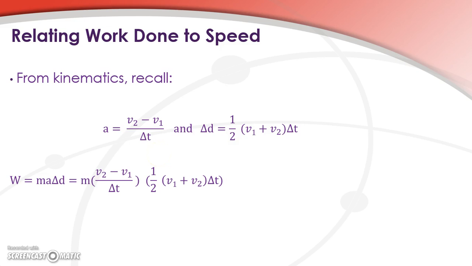We can move the 1/2 over to the left-hand side. And then we're left with 1/2 m times V2 minus V1 times V1 plus V2. And our algebra allows us to simplify that half of the expression to V2 squared minus V1 squared. Now, it may take you a few seconds to go through the math of that and convince yourself of it. Or maybe you can just trust me that our work equals 1/2 times the mass times V2 squared minus V1 squared.